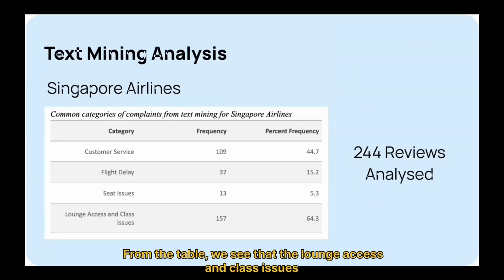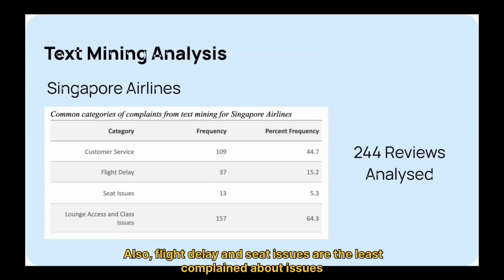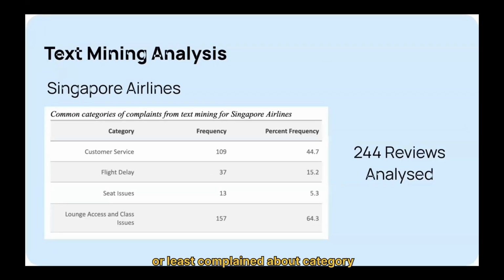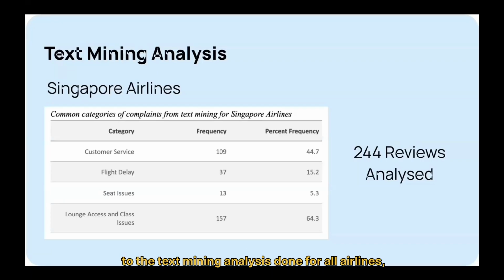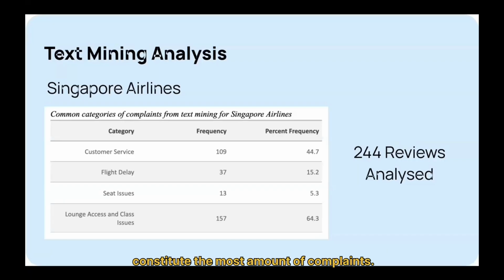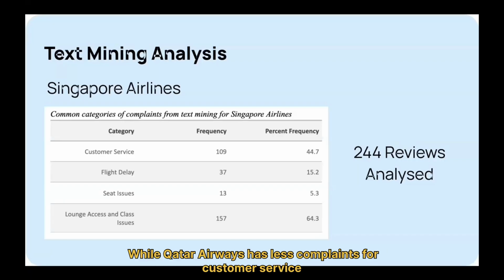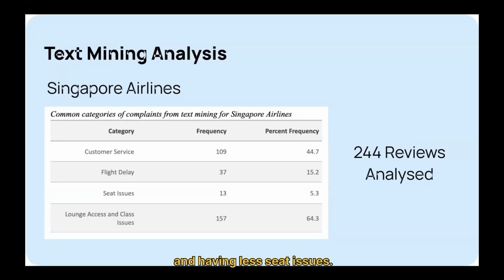From the table, we see that the lounge access and class issues is the category that is the most complained about, followed by the customer service complaints. Also, flight delay and seat issues are the least complained about categories. Now, comparing the text mining analysis for Qatar Airways and Singapore Airlines to the text mining analysis done for all airlines, we see that lounge access and class issues and customer service issues constitute the most amount of complaints. While Qatar Airways has less complaints for customer service and lounge access, Singapore Airlines excels in running their flights on time and having less seat issues.